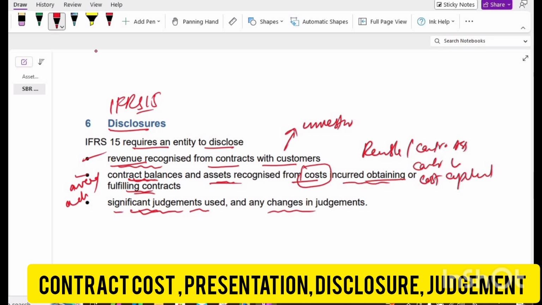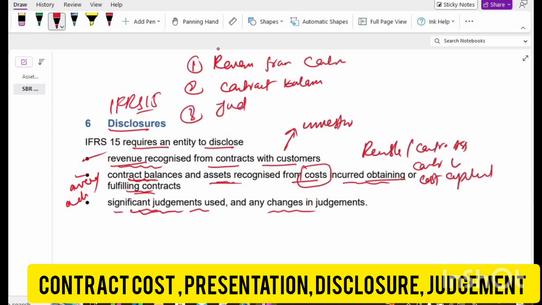Clear? So these are the key points you have to understand about disclosure. That is what we have said. The first one we said is that revenue from the contract should be disclosed. Then we said that contract balances like receivable, contract asset, and liability, and then judgment made. So these things should be disclosed. Okay, now let's move on.